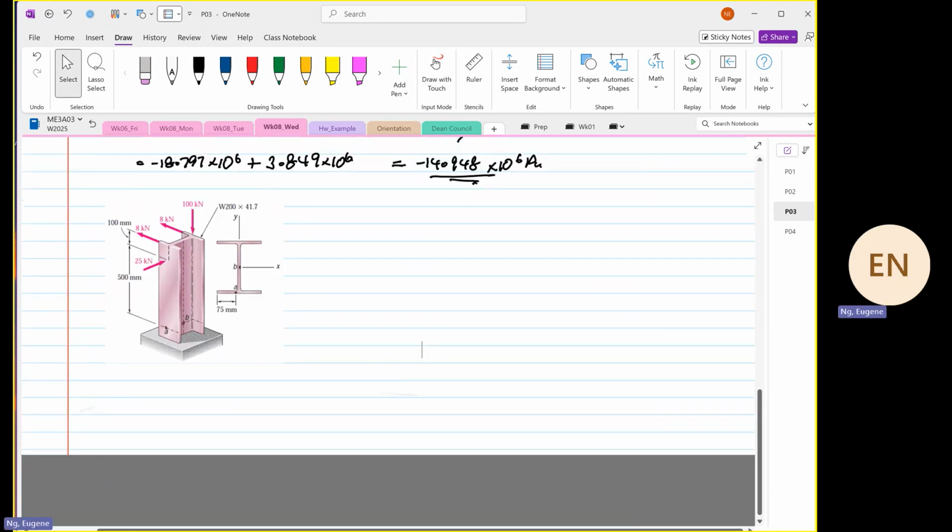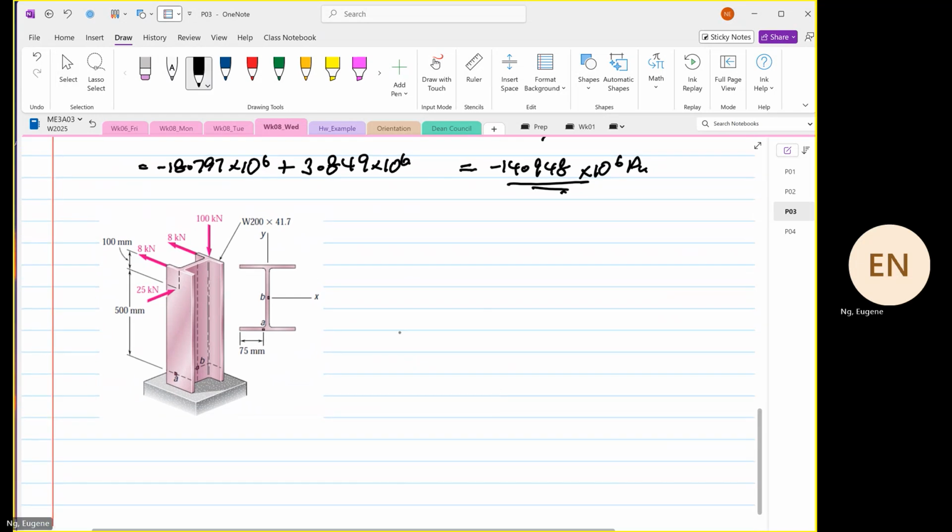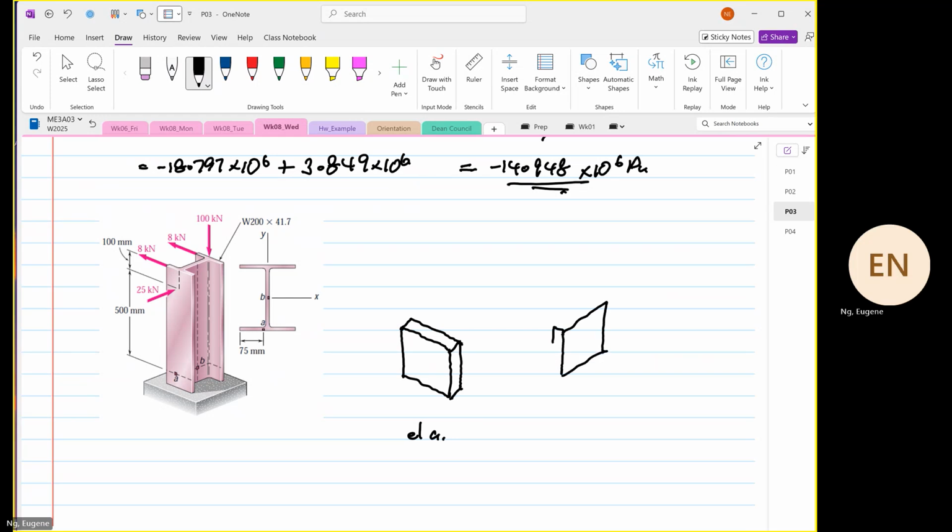So if we look at element A, element A is drawn in this direction. This is your element A. And then we have another orientation. This is your element B.